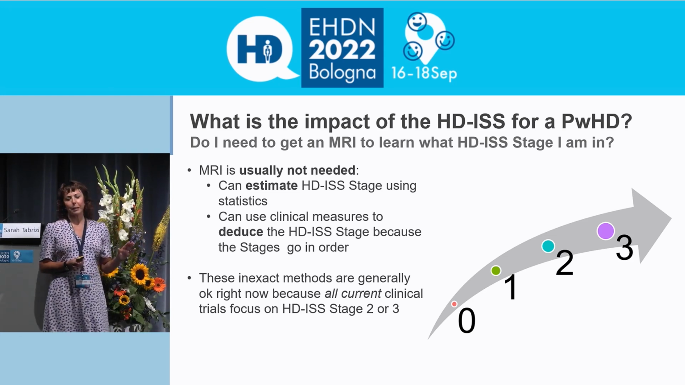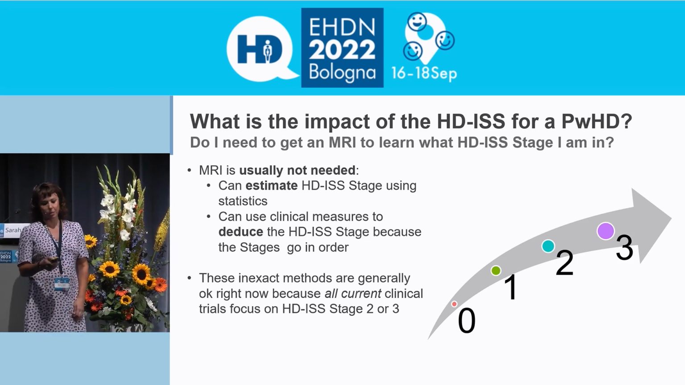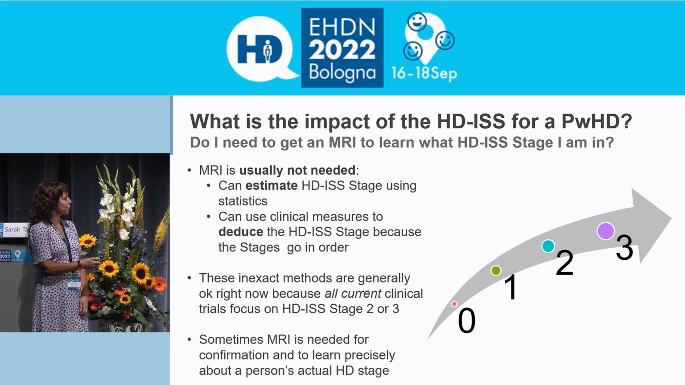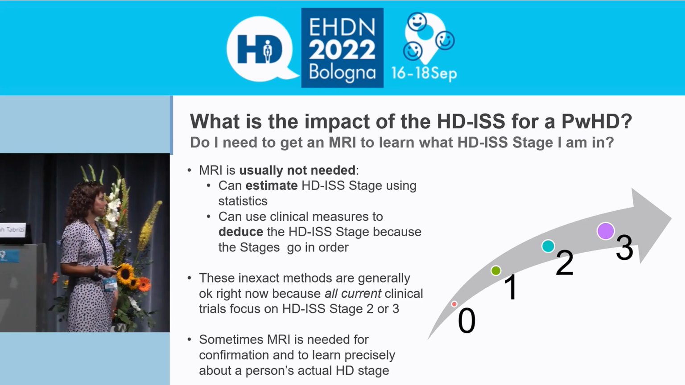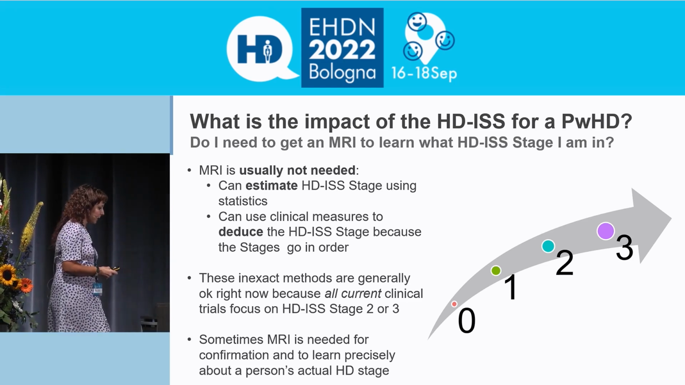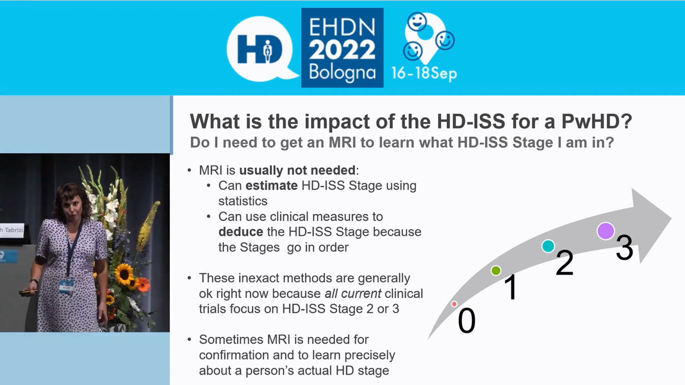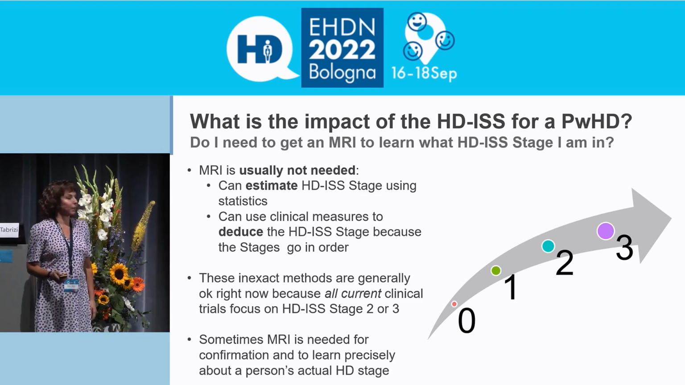These inexact methods are okay because all the current clinical trials are focused on HD-ISS stage 2 and stage 3. Sometimes MRI will be needed for confirmation and to learn precisely about a person's actual HD stage, but MRI is done very, very commonly in clinical trials now. I think nearly every clinical trial is including MRI.